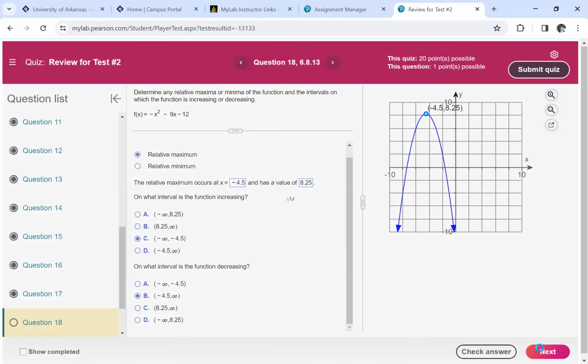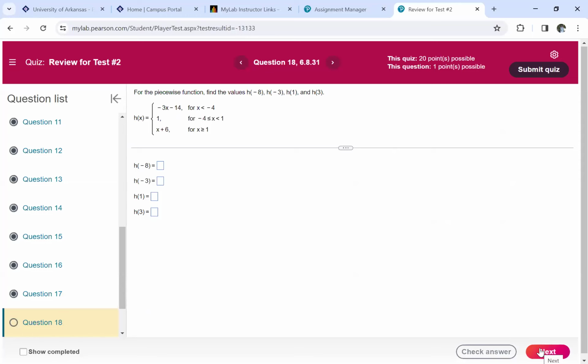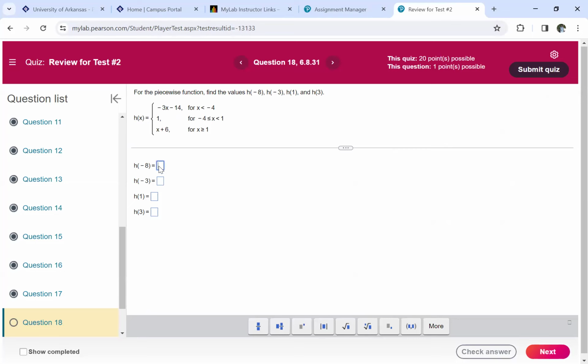And I think we got another piecewise one coming up. All right, y'all. So let's see. We're going to find h of -8, h of -3, h of 1, and h of 3.